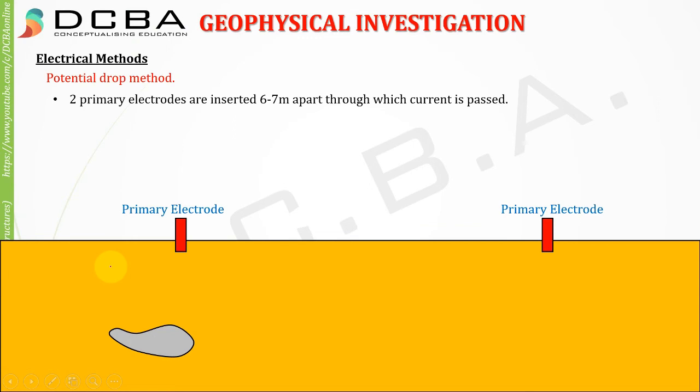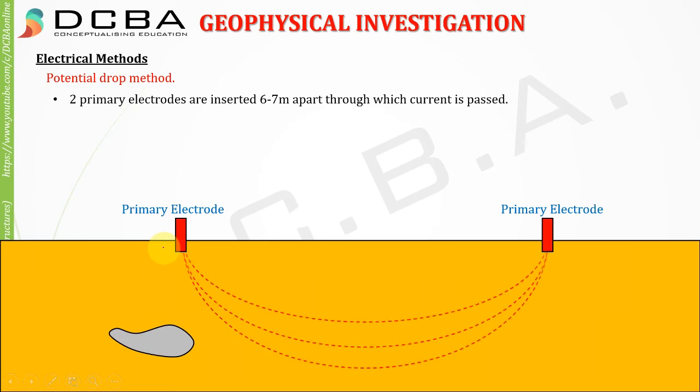So consider this ground surface in which there is a small rock body that we intend to find. In potential drop method, there are two primary electrodes which are inserted 6 to 7 meters apart, and in between these primary electrodes we will be passing an external current. Okay, so a current is passed through it. Let's say that these are the flow lines of that current. We are forcing that current through the subsurface.